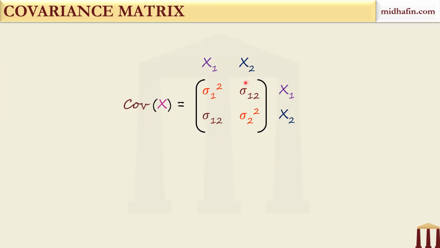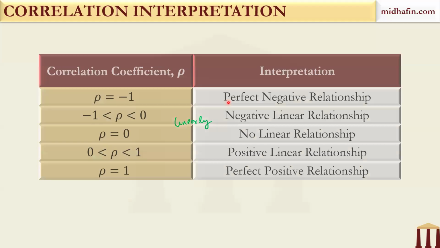So total three parameters are there in this. The principal diagonal, see there are two diagonals, but the principal diagonal always represents the variances. Always. Now let us come to the interpretation of correlation.